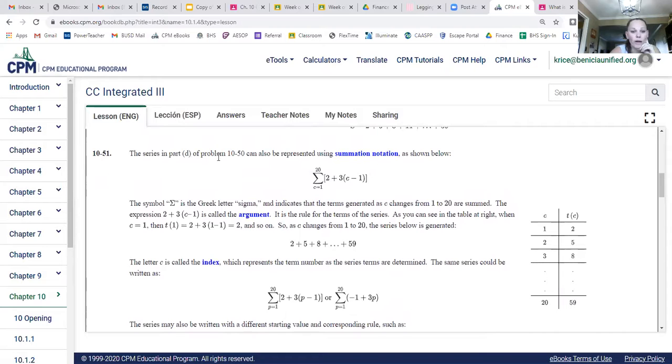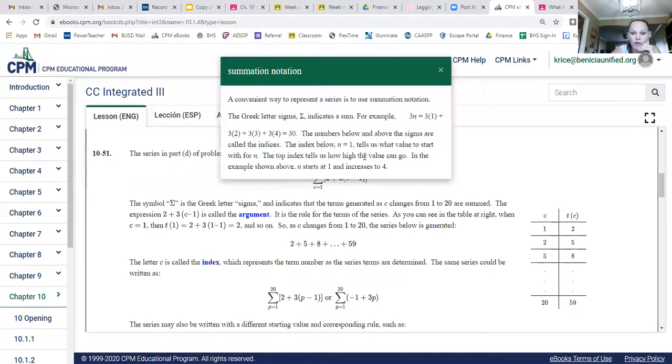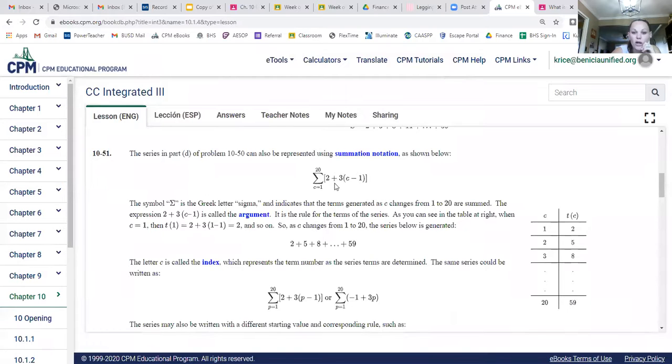So we could have rewritten part D. That part we just did, 2 plus 5 plus 8 all the way to 59, using summation notation. If you click on it, it gives you the definition here, which is what this goes through. So this is summation notation. The symbol sigma, this little weird looking kind of capital E thing, that's a Greek letter called sigma. It indicates that the terms generated as C changes from 1 to 20 are summed.